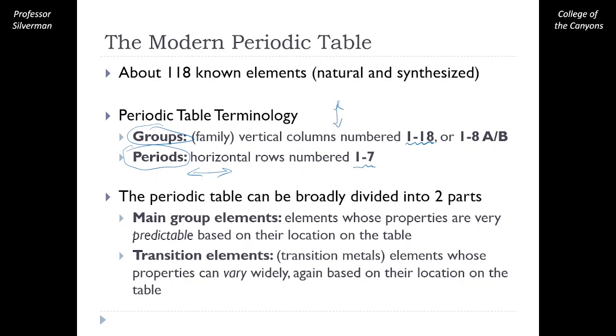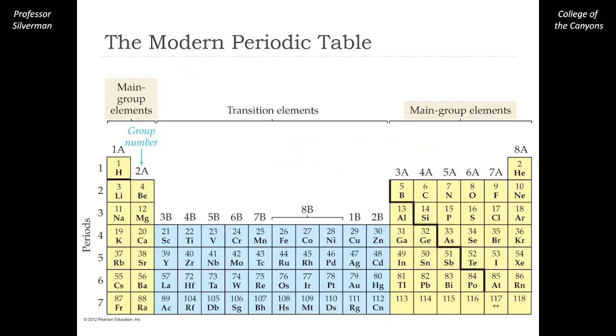We're going to introduce a number of ways to categorize our elements. We can start with main group compared to transition elements. On our periodic table, the main group elements are the tall columns on the left, 2 tall columns on the left, and the tall columns on the right, those 6 tall columns on the right.